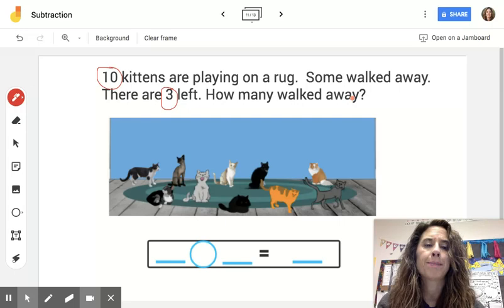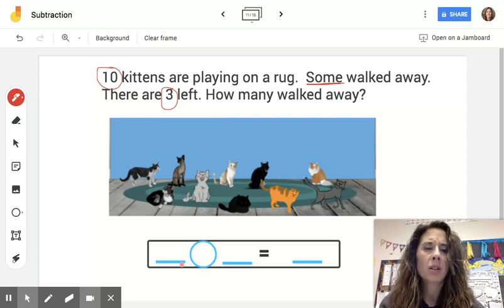Some walked away. Some's kind of an important word because they didn't give us a number there, right? That would be the answer if they gave us a number. So let's underline some. I know that's one of those words that I have to do something with. Some walked away. There are 3 left. Okay. Well, when it says some walked away, we know that subtraction is take away, right?